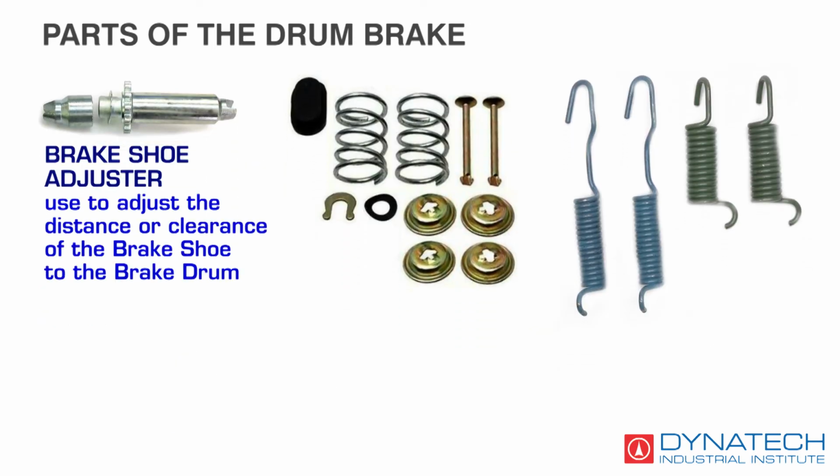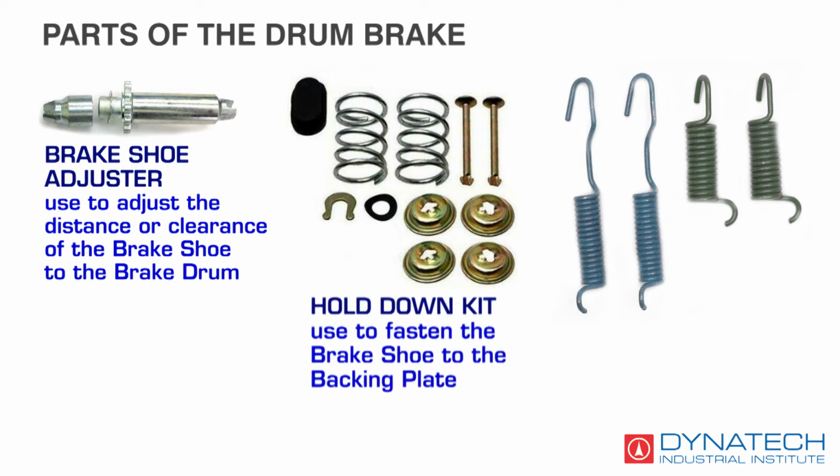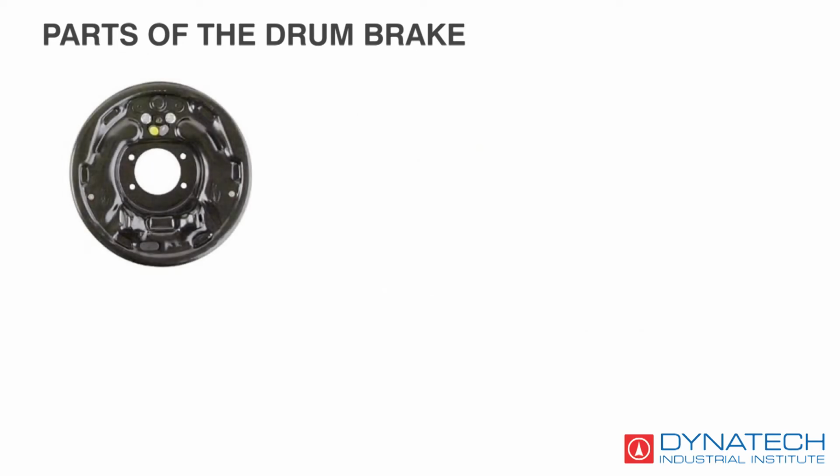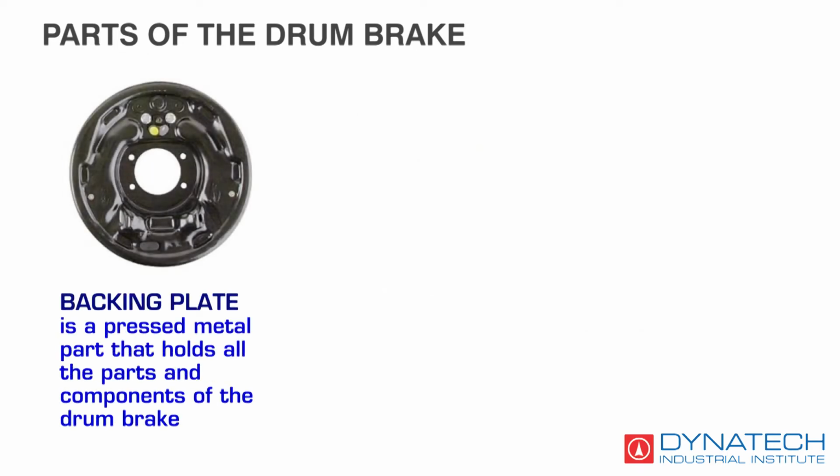Brake shoe adjuster is used to adjust the distance or clearance of the brake shoe to the brake drum. Hold down kit is used to fasten the brake shoe to the backing plate. The brake shoe spring is used to pull back the brake shoe from the brake drum when the brake is released. Backing plate is a pressed metal part that holds all the parts and components in the drum brake.